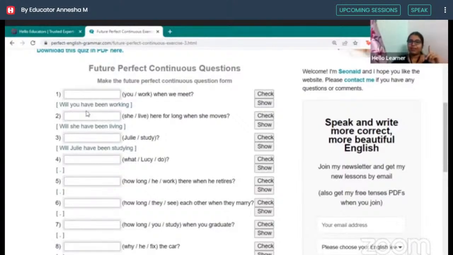You are not giving any timestamp here. कि कितने साल से ये हो रहा है. Second, you're not talking about any effect. Then why will you use the future perfect continuous?